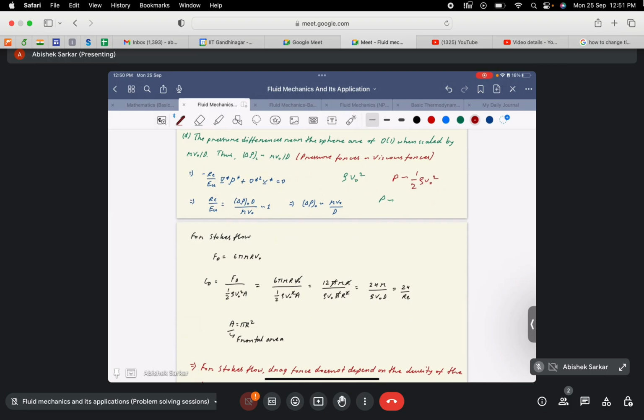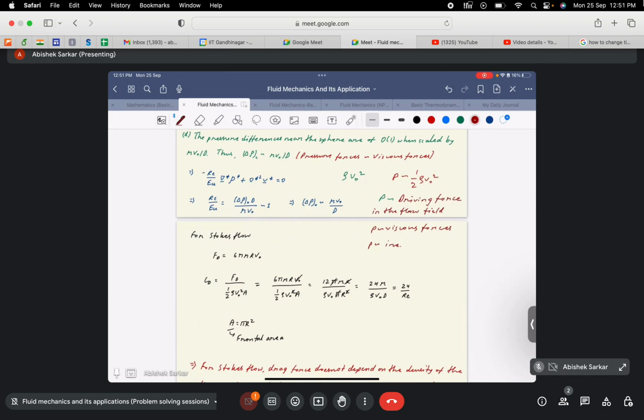What happens is that this pressure force always scales as the driving force in the flow field. So what it essentially means is that if the flow is governed by viscous forces, the pressure would scale as viscous forces. Again, if the flow is governed by inertial forces or is inertia dominated, then the pressure would scale as inertial force. So there is no well-defined scaling for the pressure force term, but it usually scales as the force that drives the flow field. That's a very important conclusion that we get.